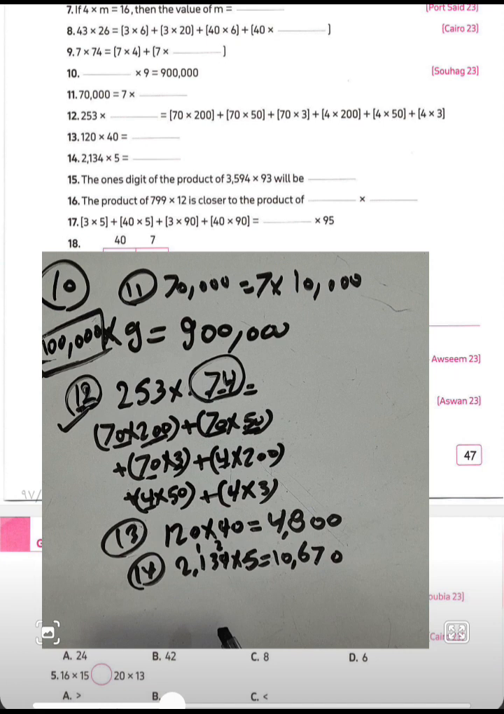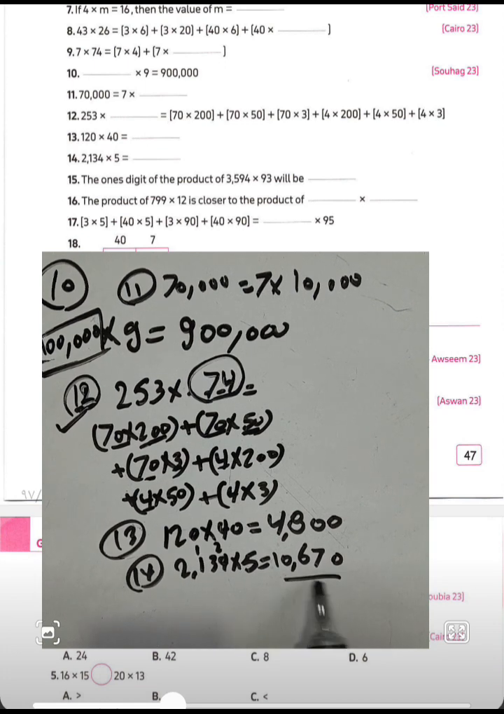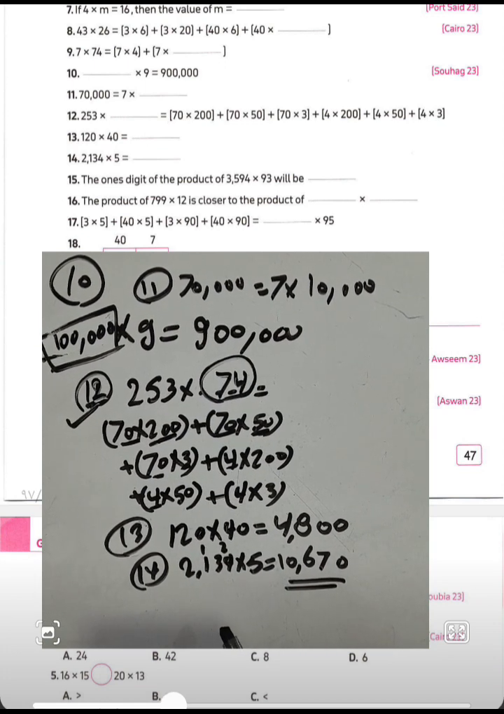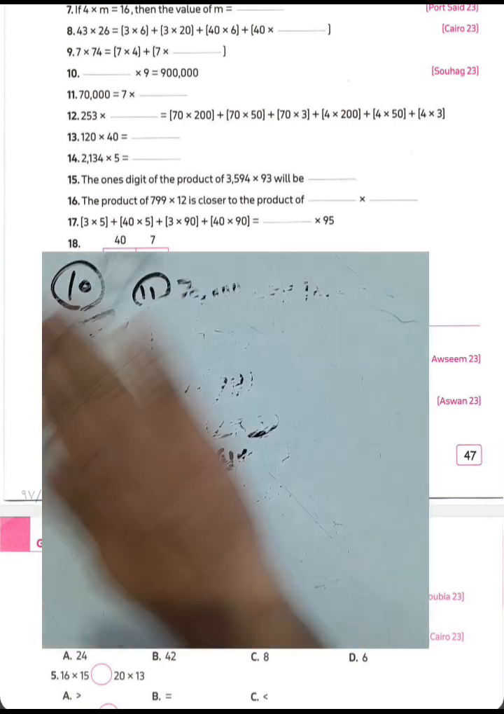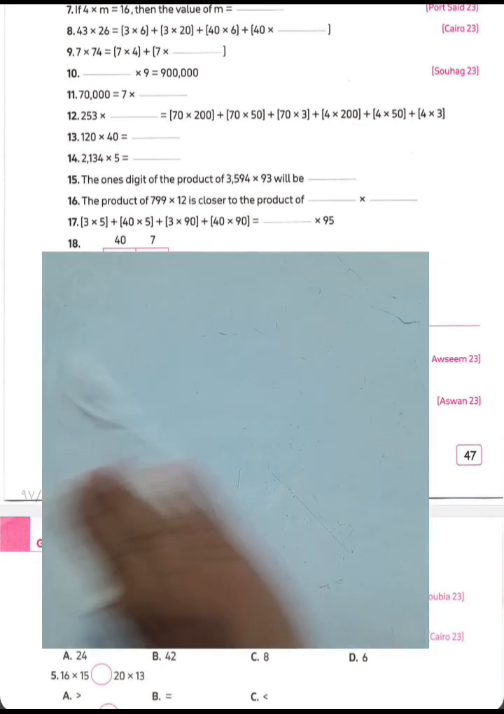2,134 times 5. 4 times 5 equals 20. Write 0 and carry up 2. 3 times 5 equals 15 plus 2 equals 17. Write 7 and carry up 1. 1 times 5 equals 5 plus 1 equals 6. And 2 times 5 equals 10. Then the result here will be 10,670.